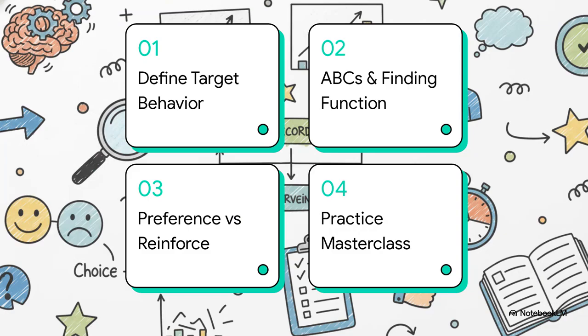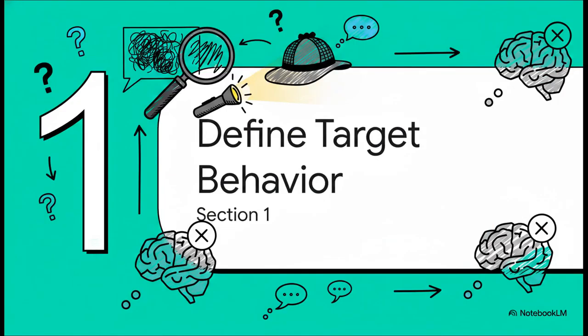Here's our syllabus for today's crash course. First up, defining target behavior. Then we'll break down the ABCs and finding the function. Clarify preference versus reinforcement, and we're going to finish strong with a practice test masterclass. All right, part 1, defining target behavior.